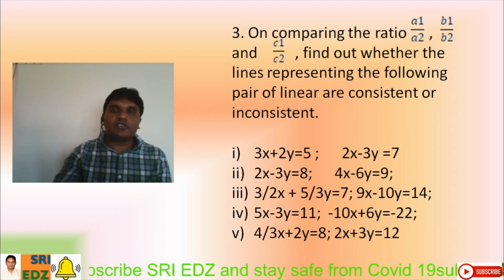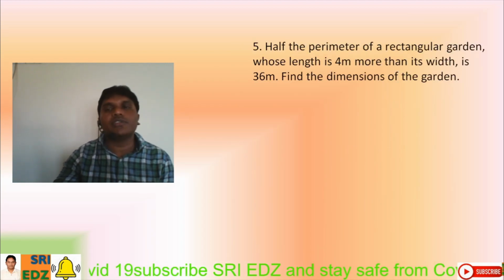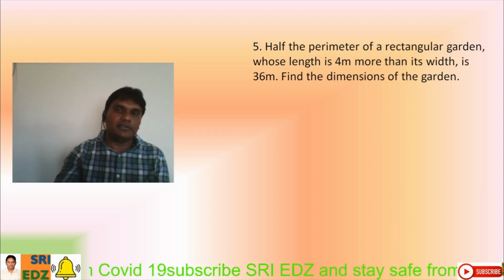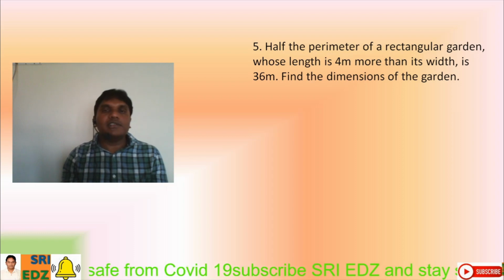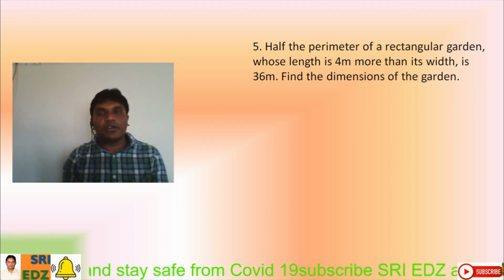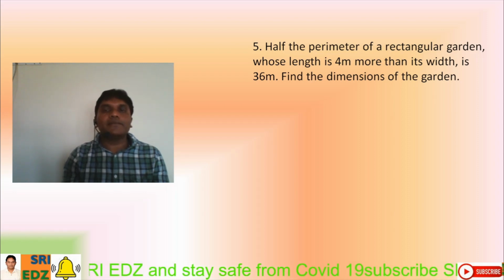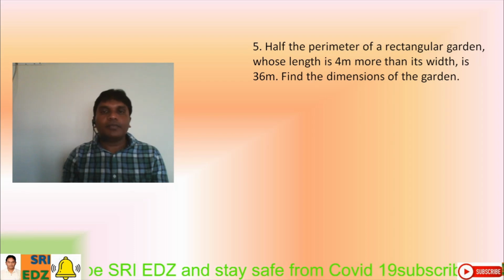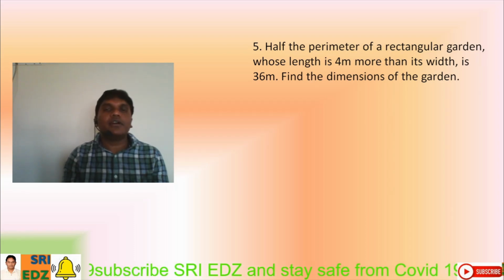So that is the third question you have to solve on your own, and the fourth question is the same as the third, so that you can solve it. The fifth question I will explain here. The fifth question is: given that half the perimeter of a rectangular garden, whose length is 4 meters more than its width, is 36 meters, find the dimensions of the garden.